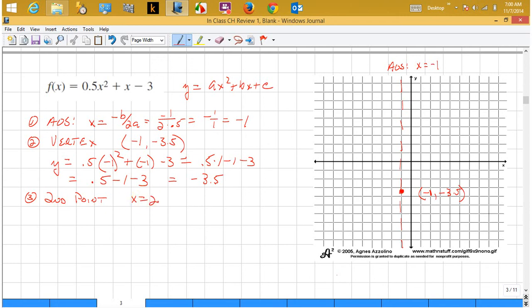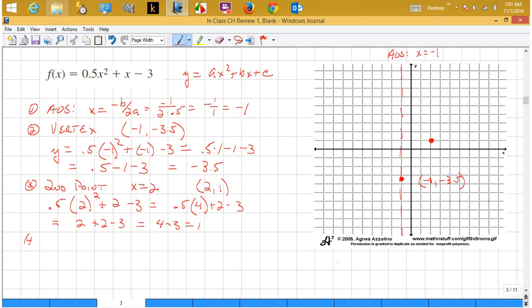So let's plug 2 into this equation. So I got 0.5 times 2 squared plus 2 minus 3. 0.5 times 4 plus 2 minus 3. So 0.5 times 4, that's 2, plus 2 minus 3. 4 minus 3 is equal to 1. So when x is 2, y is 1. So 2, 1. That would be my second point.